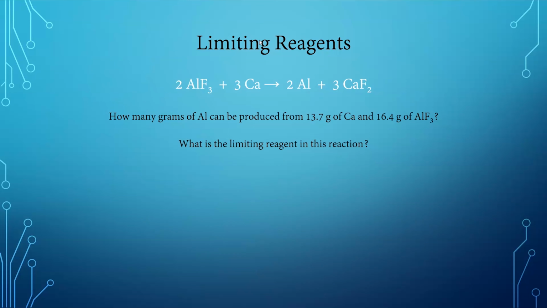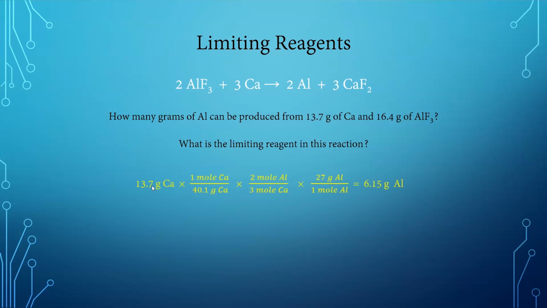Let's take a look at a chemical example. We'll bring back an equation that we looked at a few minutes ago. But this time, I'm going to ask you how many grams of aluminum you could get if you had 13.7 grams of calcium and 16.4 grams of aluminum fluoride. One of those two is clearly going to run out first. So let's figure out which one it will be.